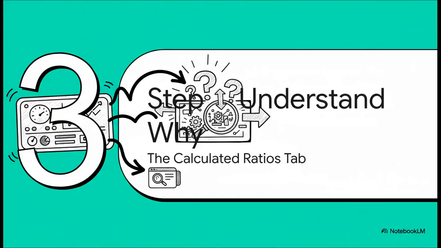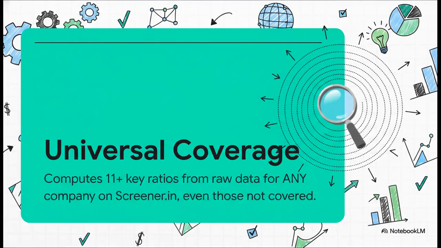Okay, we've got our health score. Now for step 3, which is all about understanding why the company scored that way. This is where we move from the dashboard to the real diagnostic tools. The huge advantage of the Calculated Ratios tab is what we call universal coverage. Because it calculates over 11 key ratios directly from the company's raw numbers, it works for any company on screener.in. Yeah, even the small ones that other tools don't cover. This makes sure you can always do a deep, fundamental analysis.